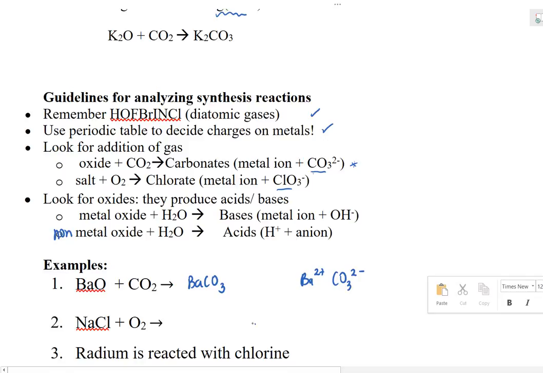For this next one, NaCl plus O2, I'm reacting a salt, which is an ionic compound, with oxygen. So I'm going to produce the chlorate. I'm going to take my metal ion plus ClO3-. I'm going to join those. I need one of each. I have 3 oxygens on the right, 2 oxygens on the left. So I'm going to need to put a 3 here and a 2 here, and that will make it so I need 2 NaCl.